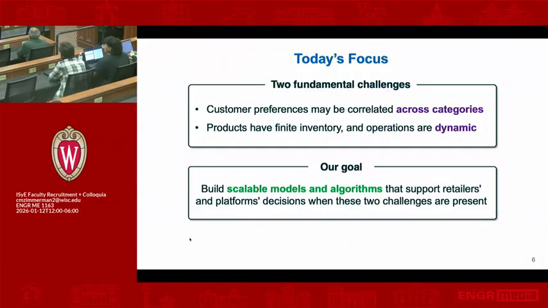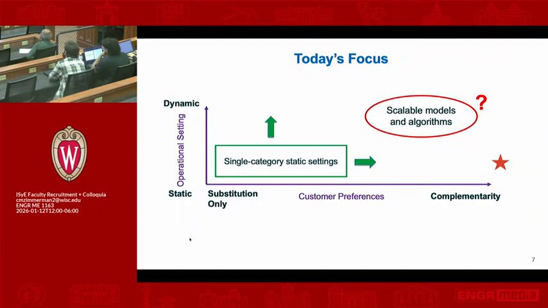So now let's zoom back in to the two challenges we have discussed, and our goal is very clear. How can we build scalable models and algorithms that could support retailer and platform operations when the challenges of multi-category purchases and dynamic operational environment are present? And of course, even though I have claimed retail operations, the methodology actually works for any problems in other fields that share similar structure. Now let's take a look at the previous work.